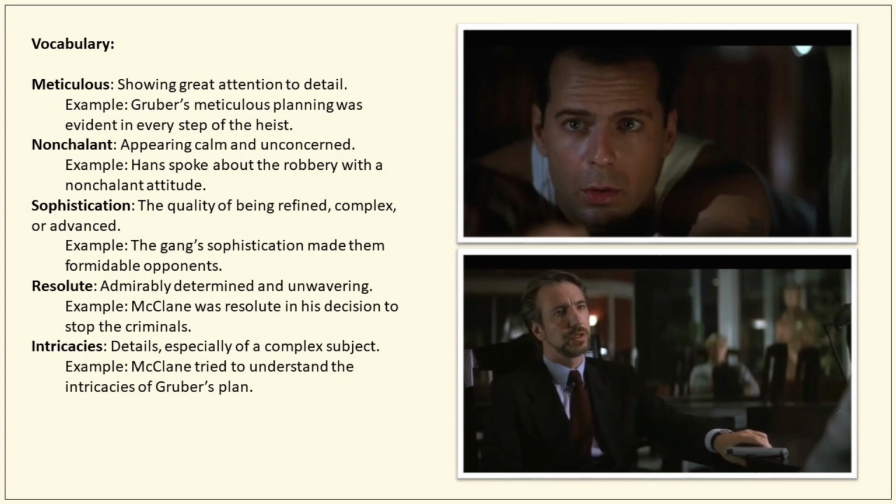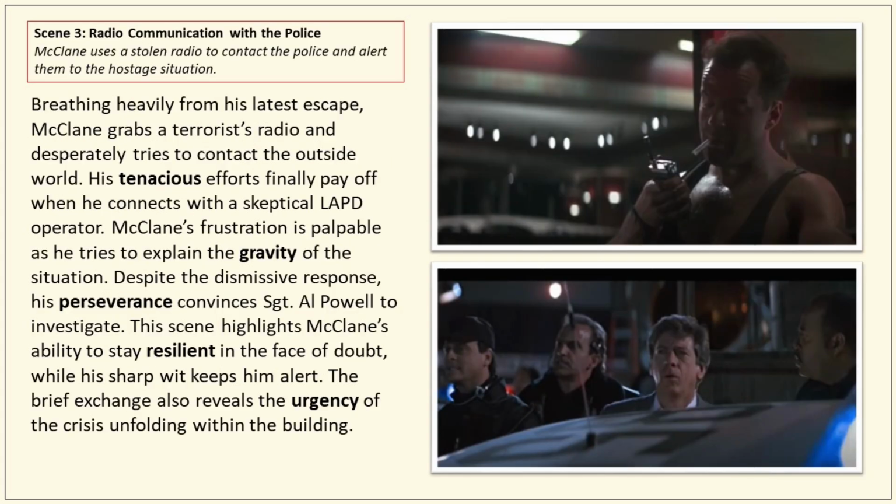McClane tried to understand the intricacies of Gruber's plan. Scene 3. Radio communication with the police. McClane uses a stolen radio to contact the police and alert them to the hostage situation.